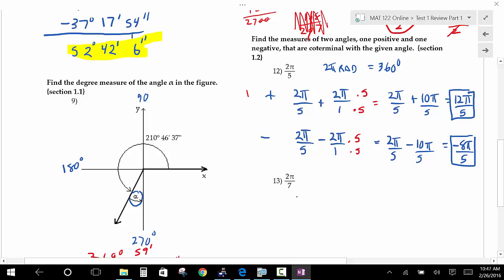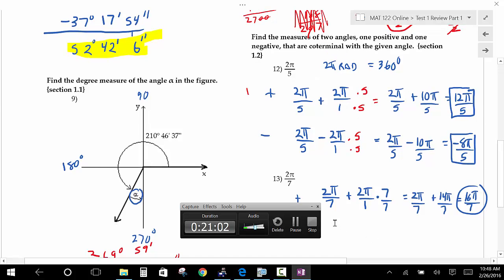This one will be done the same way. So 2 pi over 7, you're going to add 2 pi over 1 to it. I'm going to go ahead and get a common denominator, so multiply that by 7 over 7. That will give me 2 pi over 7 plus 14 pi over 7. So that's equal to 16 pi over 7. That would be the result of the problem then.